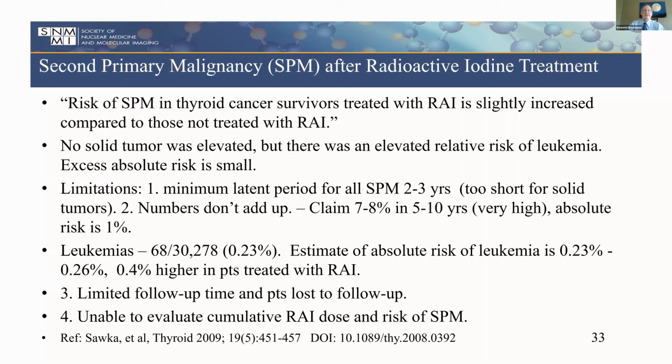As far as leukemias, 0.23%. The estimated absolute risk of leukemia is 0.23 to 0.2%, and 0.4% higher in patients treated with radioactive iodine. But there was limited follow-up time, and some patients were lost to follow-up, and they were unable to evaluate cumulative radioactive iodine dose and risk of the second primary malignancy. So while they did supposedly find a slight increase in risk, it's questionable.